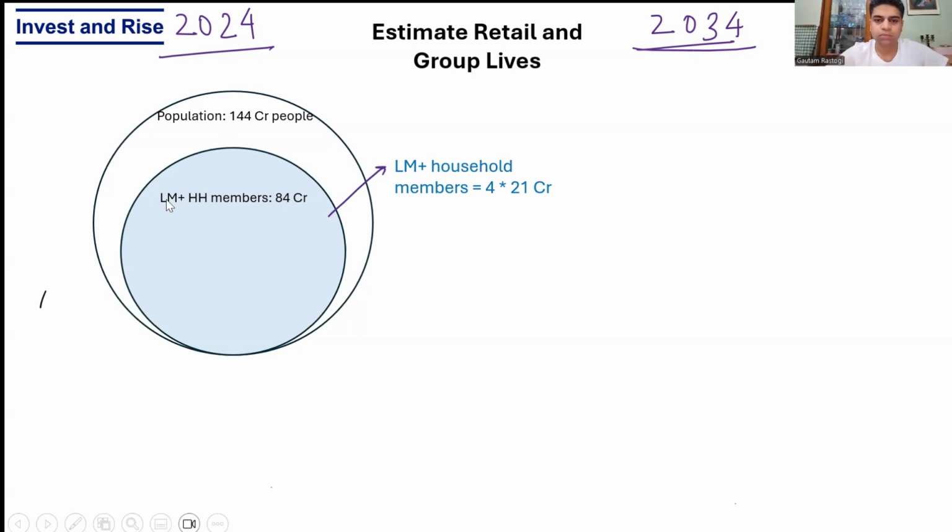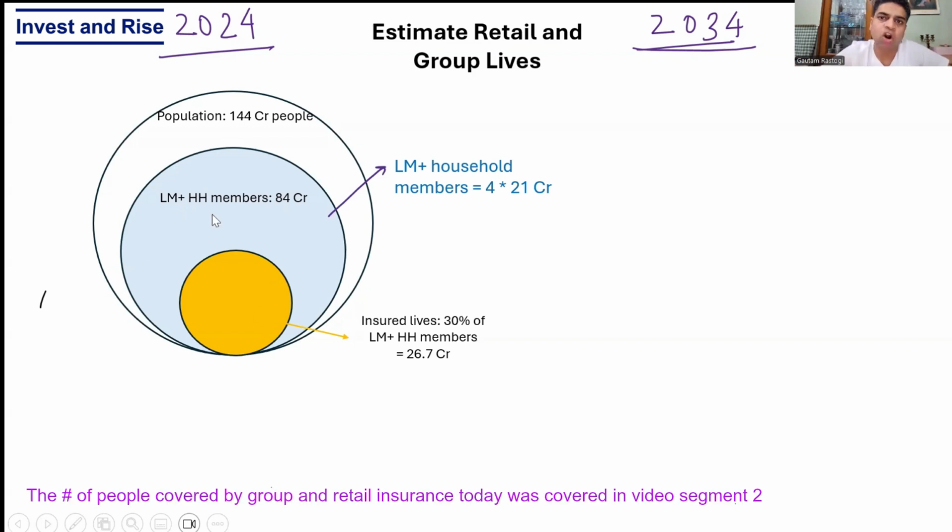And the number of people insured by retail and group insurance is 30% of this 84 CR.